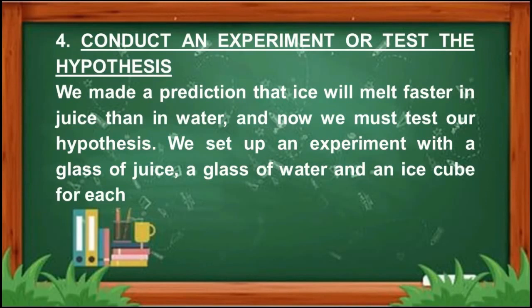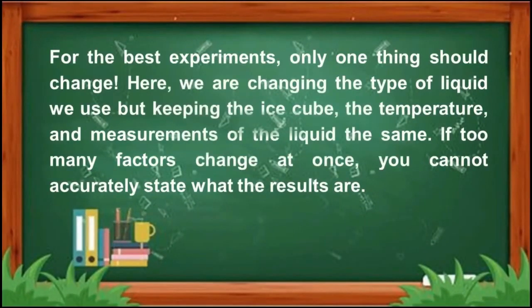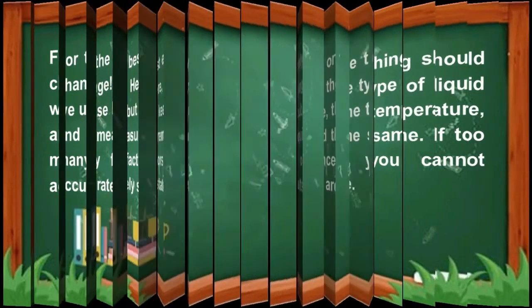Step 4. Conduct an experiment or test the hypothesis. We made a prediction that ice will melt faster in juice than in water. And now we must test our hypothesis. We set up an experiment with a glass of juice, a glass of water, and an ice cube for each. In the best experiments, only one thing should change. Here, we are changing the type of liquid we use, but keeping the ice cube, the temperature, and measurements of the liquid the same. If too many factors change at once, you cannot accurately state what the results are.